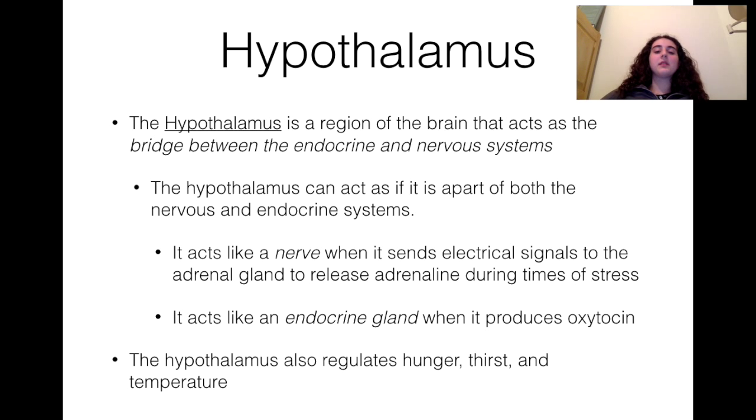Hypothalamus. The hypothalamus is a region of the brain that acts as a bridge between the endocrine and the nervous system. The hypothalamus can act as if it is part of both the nervous and the endocrine system. For example, it acts like a nerve when it sends electrical signals to the adrenal gland to release adrenaline during times of stress. It acts like an endocrine gland when it produces oxytocin. The hypothalamus also regulates hunger, thirst, and temperature.